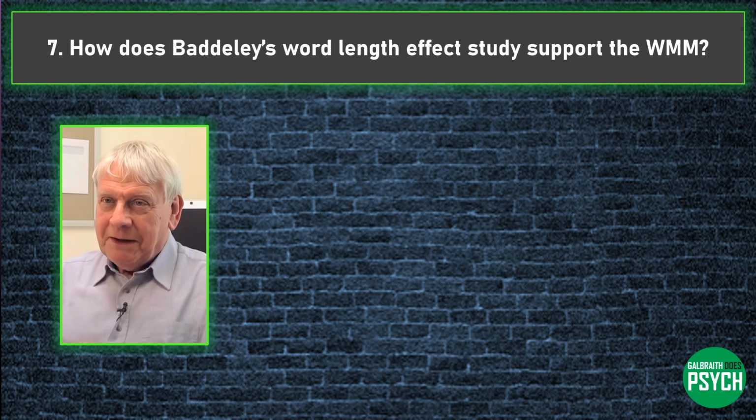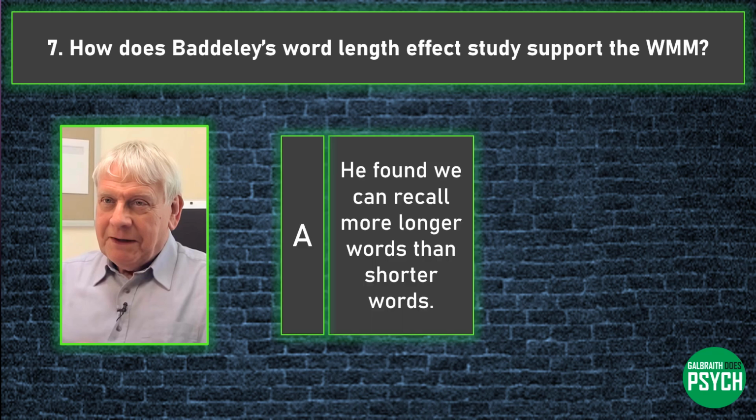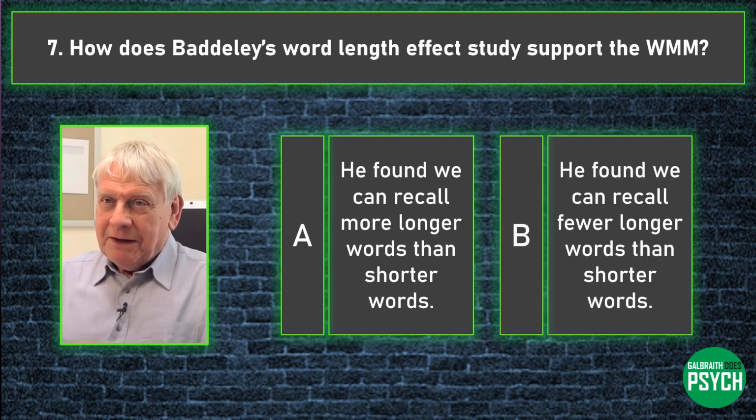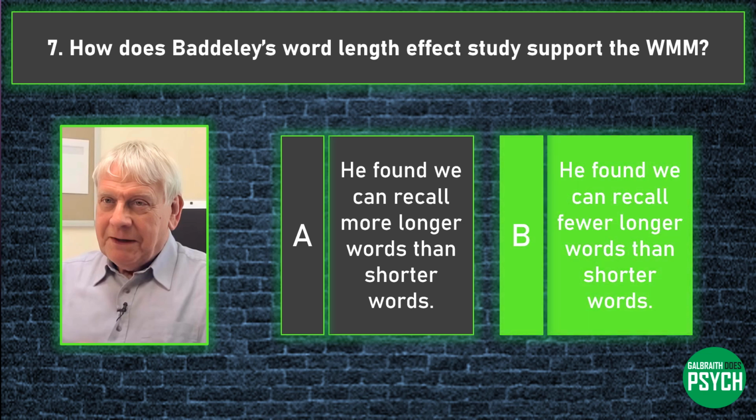Question 7, there he is again. How does Baddeley's word length effect study support the working model? Is it A, he found that we can recall more longer words than shorter words? Or is it B, he found that we can recall fewer longer words than shorter words? Here we're thinking about the limited capacity of the phonological store. Remember, it was 2 seconds worth of speech. So that means with longer words, we can fit fewer of them into that phonological store. So it was B. Well done if you got that.